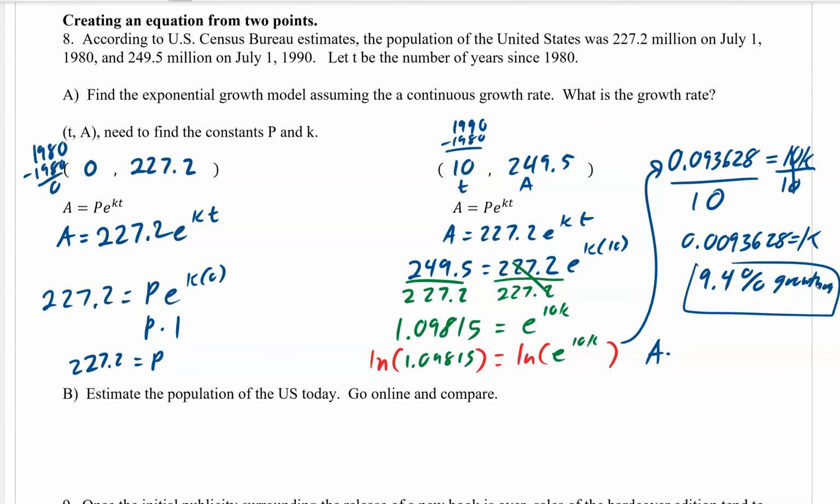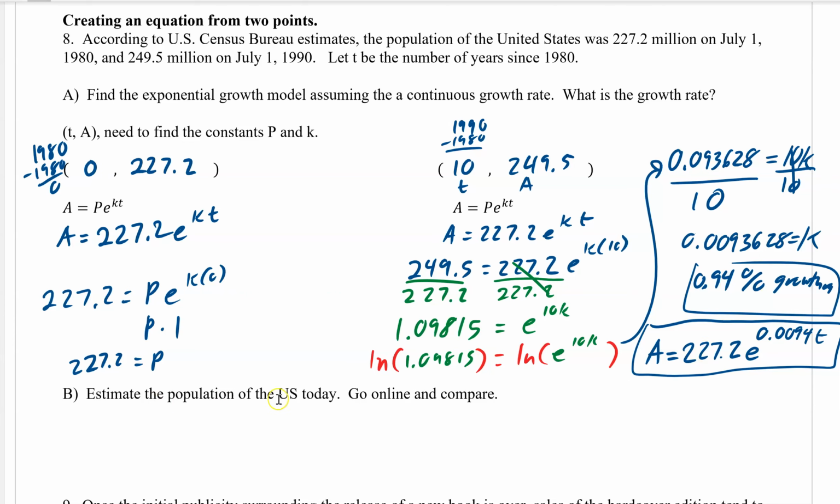They also want the exponential function. So if we plug it back in, remember we're plugging in our initial amount and then 0.0094, and then t. So there is our exponential function. It's a 0.94% growth rate, not 9.4, which would be huge. So about a percent growth rate. It's not bad, and so we get this function.